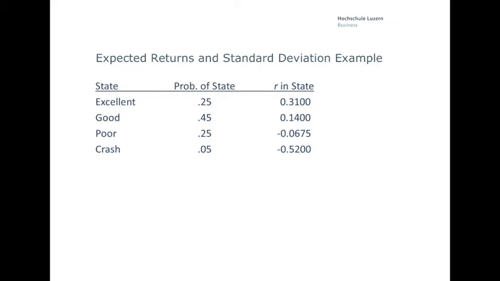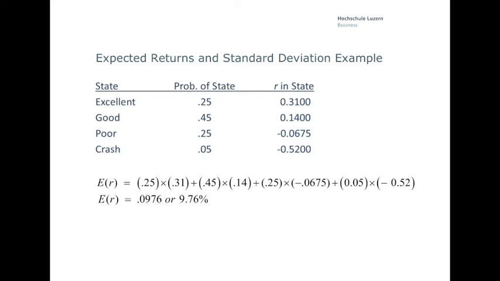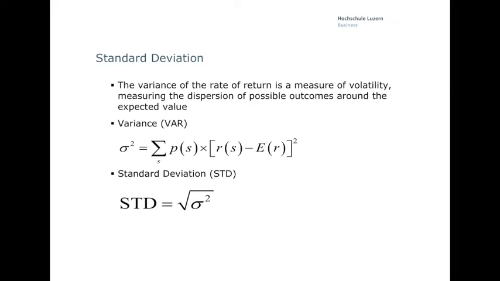The expected rate of return is a probability weighted average of the rates of return in each scenario. As you see here, we actually get an expected rate of return of 9.76% by multiplying each probability with each return. The standard deviation. The variance of the rate of return is a measure of volatility or risk. It measures the dispersion of possible outcomes around the expected value.